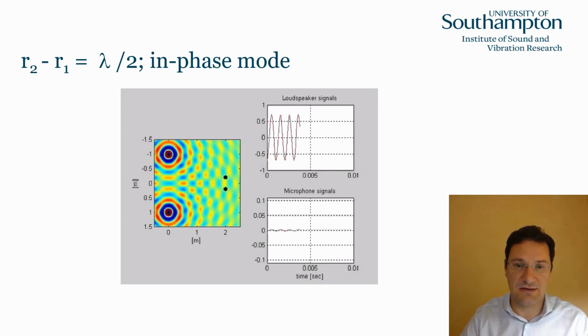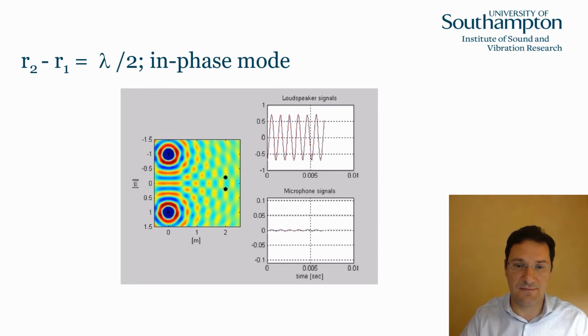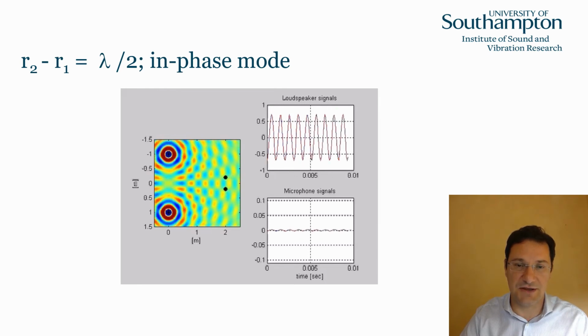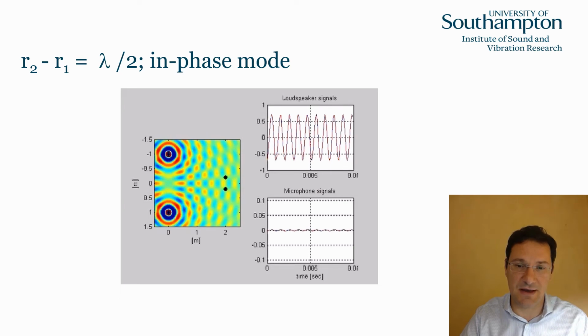You can see that the two signals are in phase, both at the loudspeakers and at the ears. But what we see is that the microphone signals corresponding to the ear signals have a very, very small amplitude. And we can clearly see it here in the sound field plot, because it seems that the two microphones sit on two nodal lines of the sound field generated by the loudspeakers. This is quite interesting, and is indeed the cause of the inefficiency that happens at very specific frequencies.